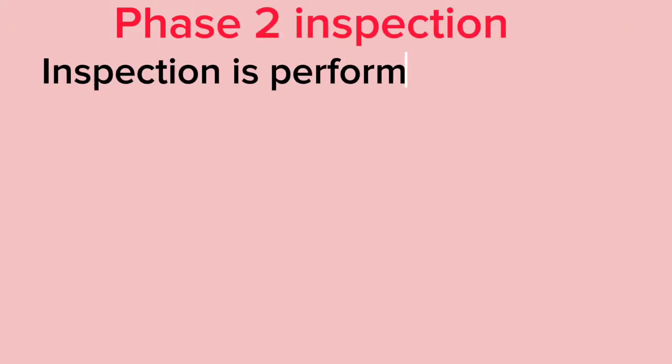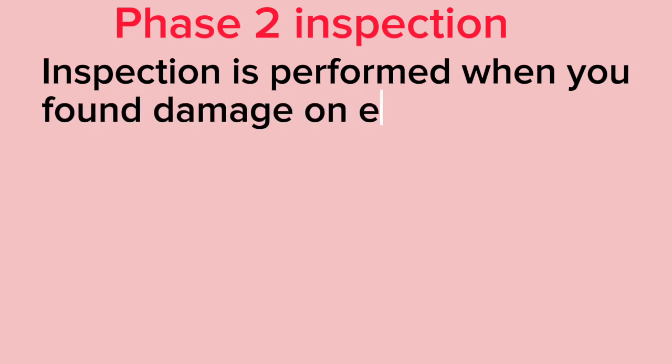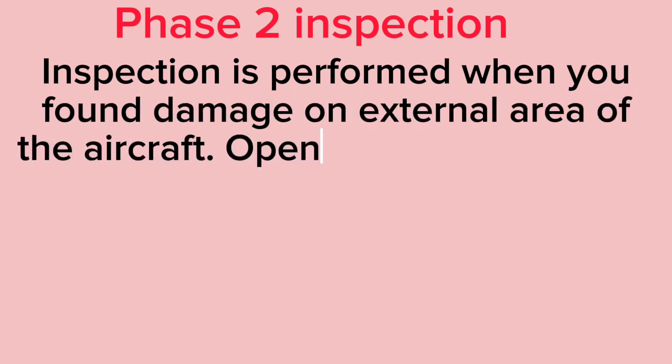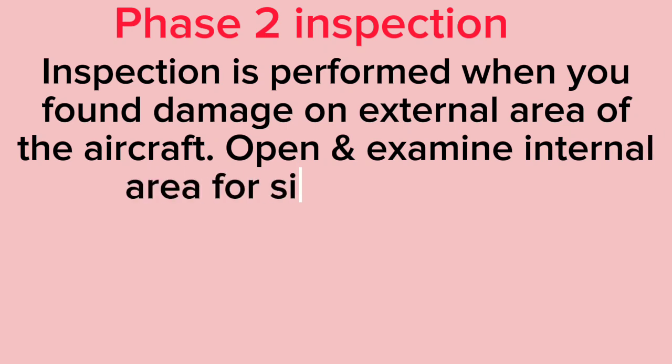Phase 2 inspection. Inspection is performed when you find damage on the external area of the aircraft. Open and examine the internal area for signs of damage.